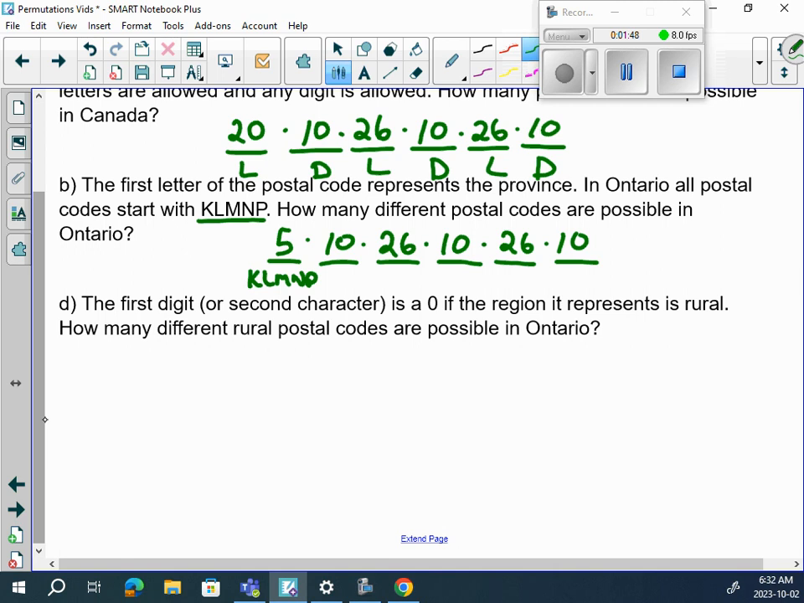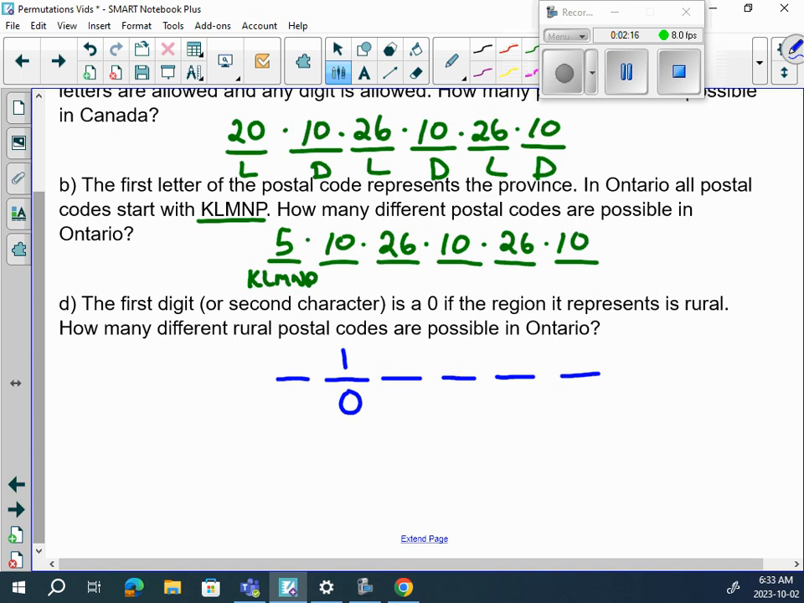The first digit is a 0 if the region is rural. Okay, so same sort of thing. So again, even before I read the question, sometimes I'm just going to draw the lines in. I know there are 6 spots to fill, and so that's where I'm kind of going here. First digit is a 0. So this is a 0, meaning I know there's only that one possibility.